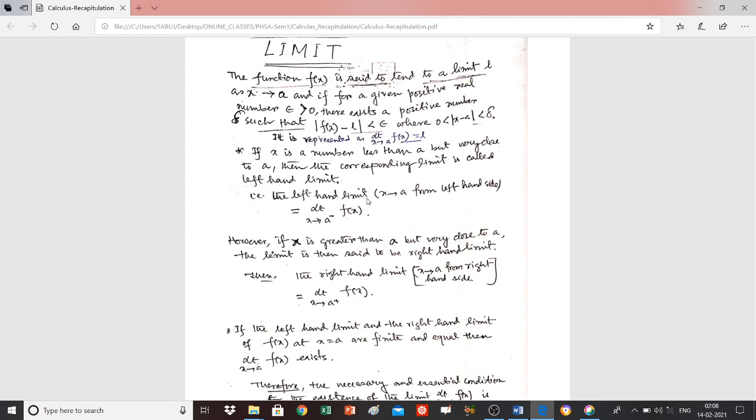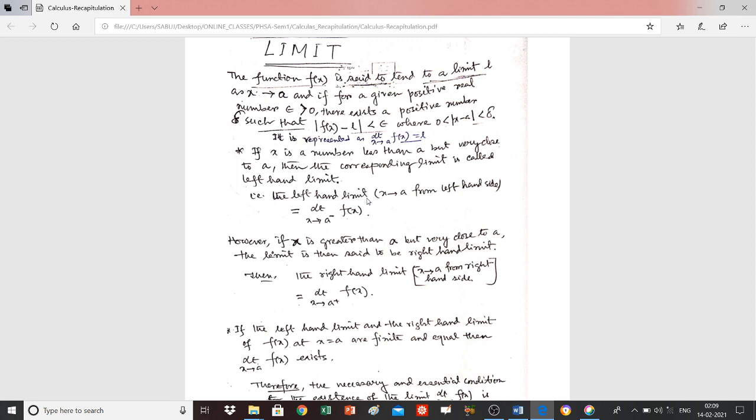That means if you are given a function f(x), that function should have a limit which is close to l for the value of x, in such a way that the value of x is very close to a. And if you consider a positive real number epsilon greater than 0, then mod of f(x) minus l should be less than epsilon, and one condition is there, that is 0 less than mod of x minus a less than delta.